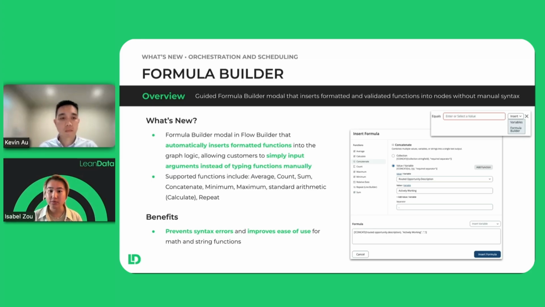Some of the supported functions we have include average, count, sum, concatenate for strings, minimum, maximum, and then standard arithmetic. This includes addition, subtraction, multiplication, division, as well as a line builder as a part of this. What we're really trying to do here is make it easier to support those more complex flows that involve some kind of math. The formula builder itself will help prevent any syntax errors because it is going to try to validate any of the records that you put in. And it just improves the ease of use in general for admins who are trying to apply this to their graphs.